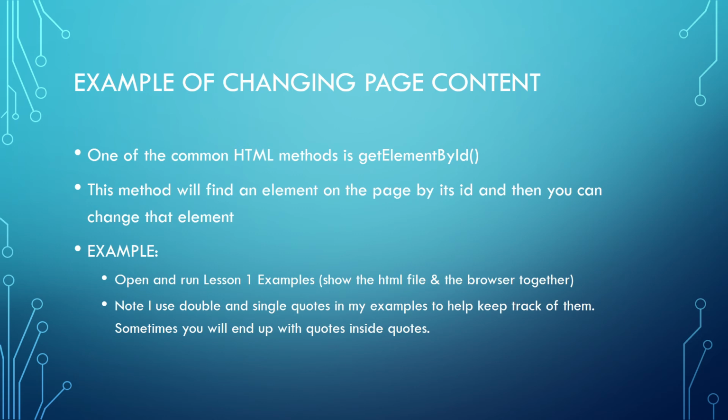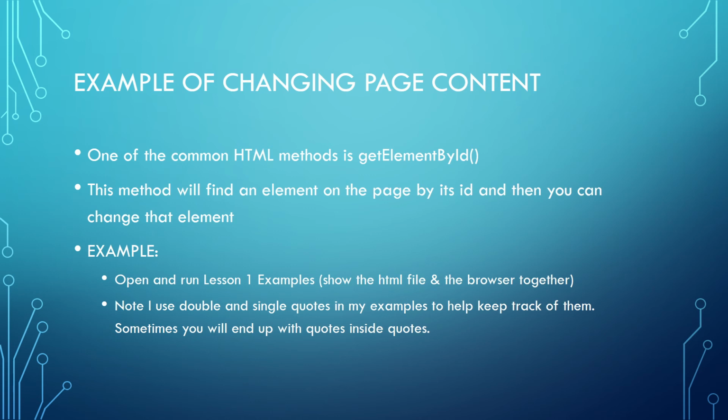So we are going to look at some examples here in a second, but one of the common HTML methods is getElementById, and it's not the only method, but it is the one that we're going to use today, okay? Because again, it's one of the most common methods. This method will find an element on the page by its ID, and then you can change it. So you could change the CSS, you can change the content for that element, you can change the attributes for that element, so we can do a lot.